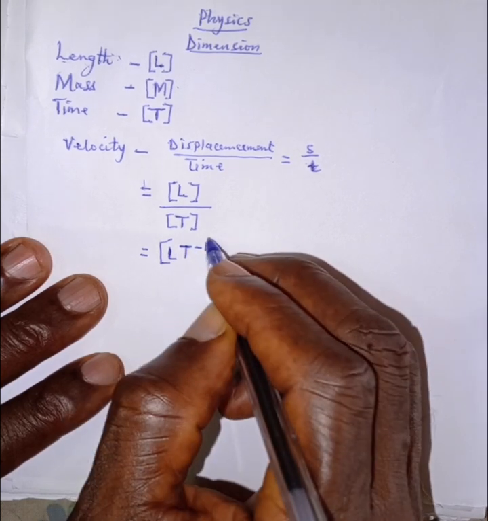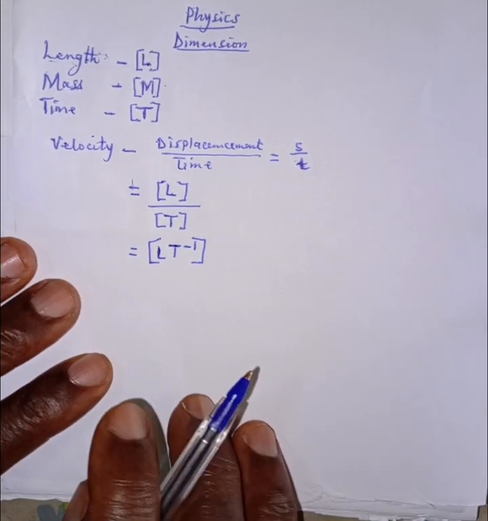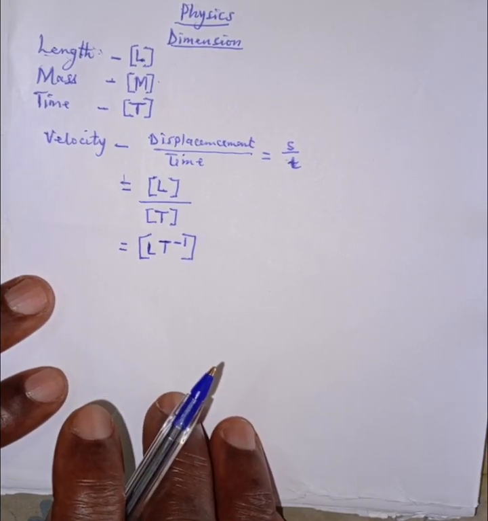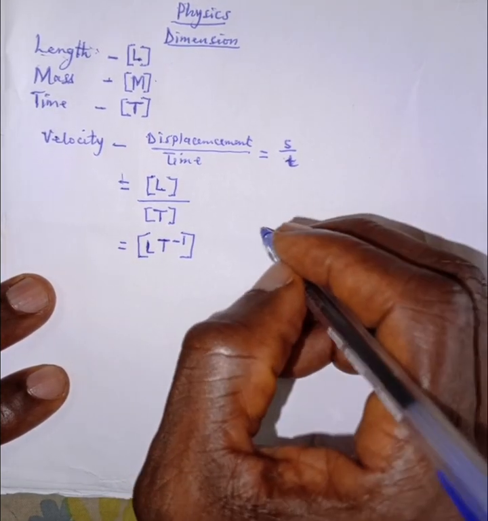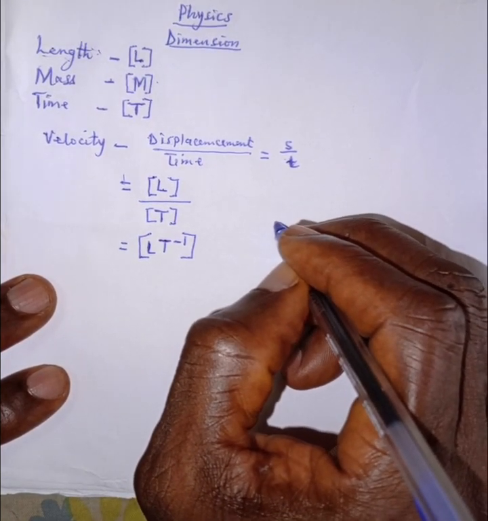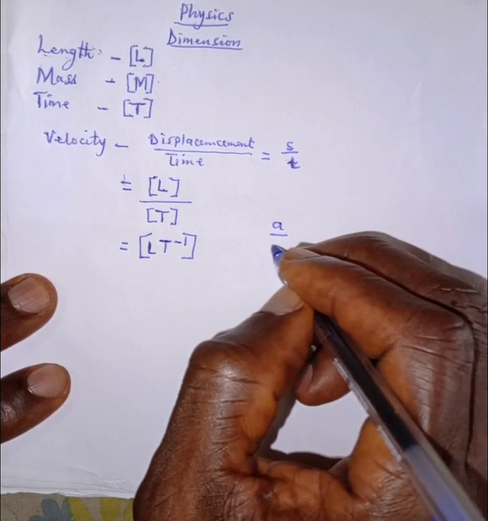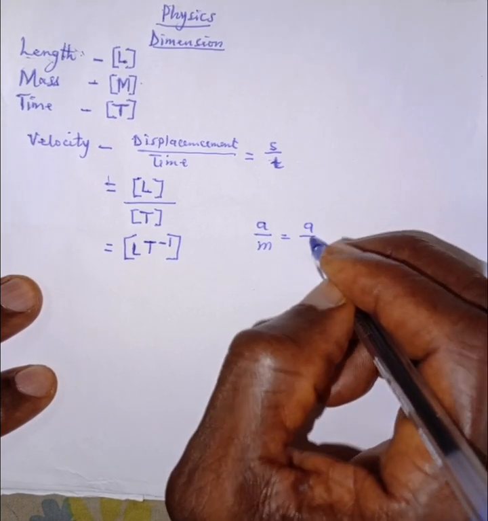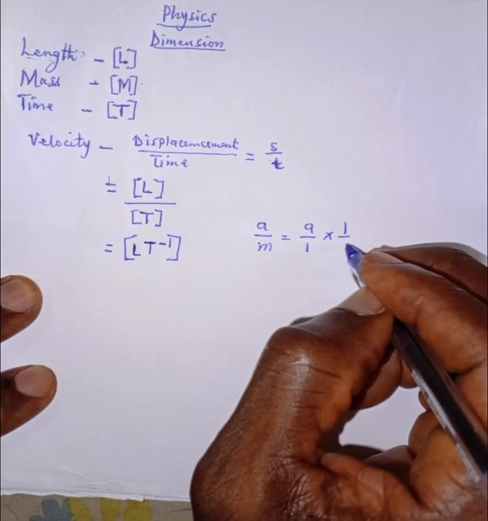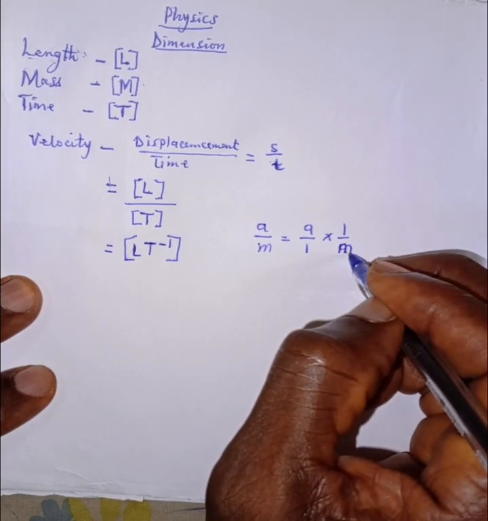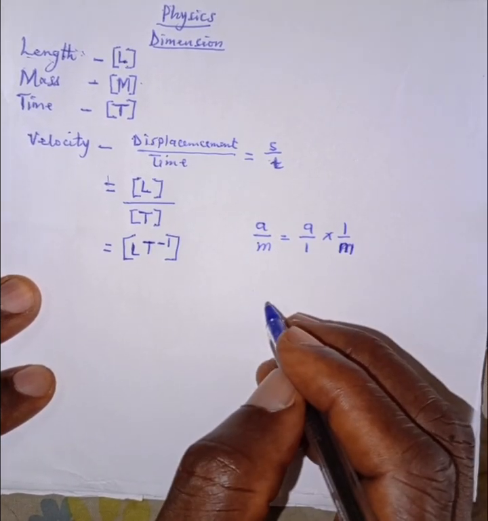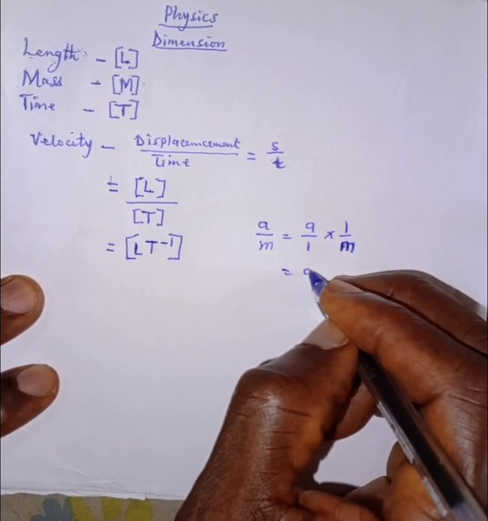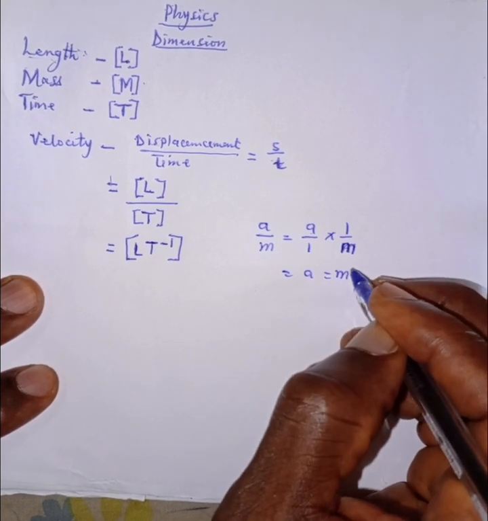You can check this out in our maths lessons, where we deal with indices and I took time to explain this kind of thing. When you do things like this, you say A over M is the same thing as A over 1 times 1 over M. So we can say 1 over M is equal to M raised to the power minus 1.